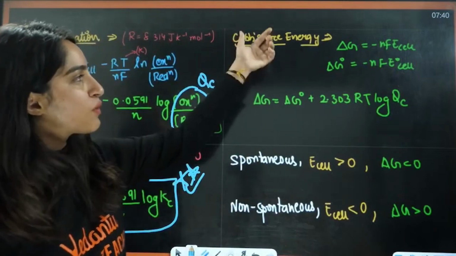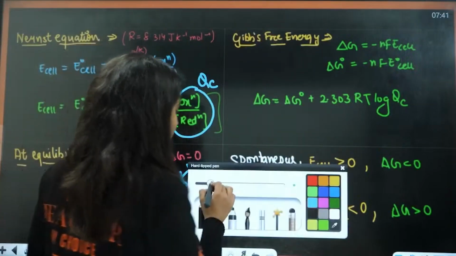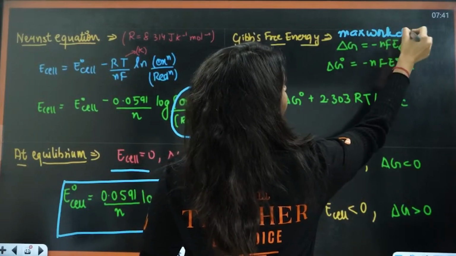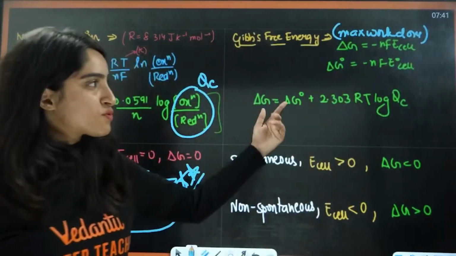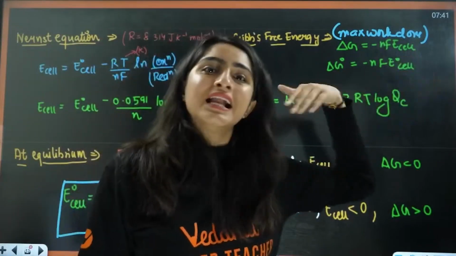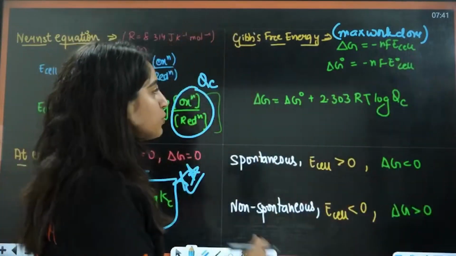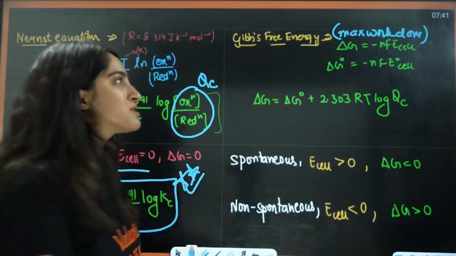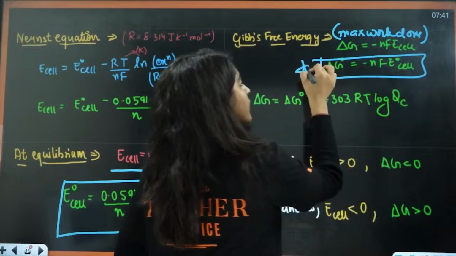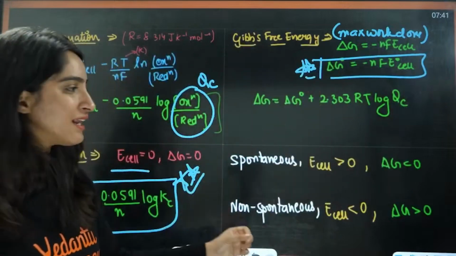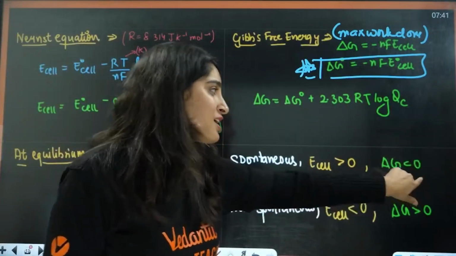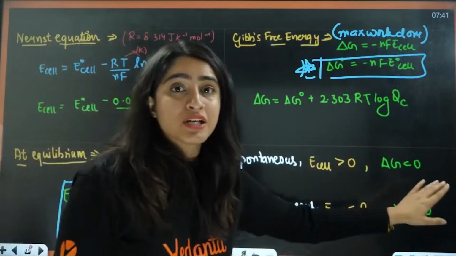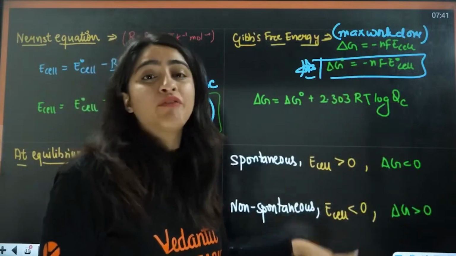Okay. So now next is Gibbs free energy, or they can also ask you one more thing here, that is maximum work done. Maximum work done or Gibbs free energy is equal to minus nF E naught cell. E naught cell again is E naught cathode minus E naught anode. Now this is another equation that you can apply. This question is asked in your exam. Next, for a spontaneous reaction, delta G is negative, and if delta G is negative, E will be positive. For non-spontaneous, delta G is positive, and if delta G is positive, E will be negative here.